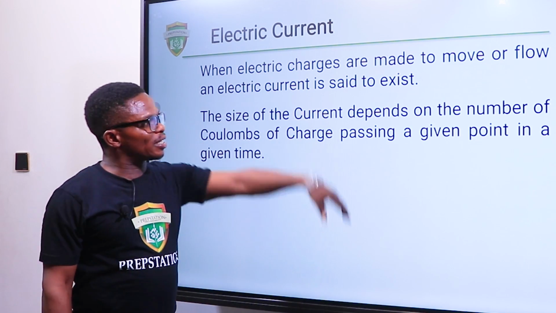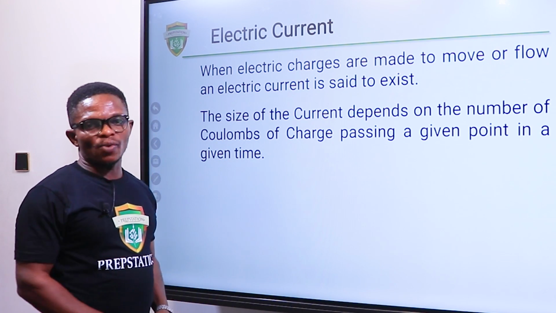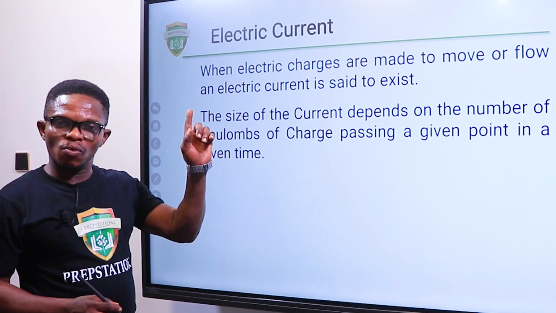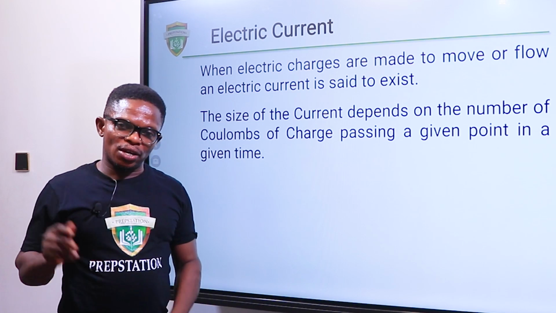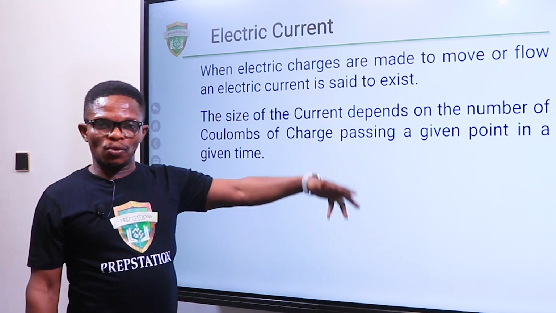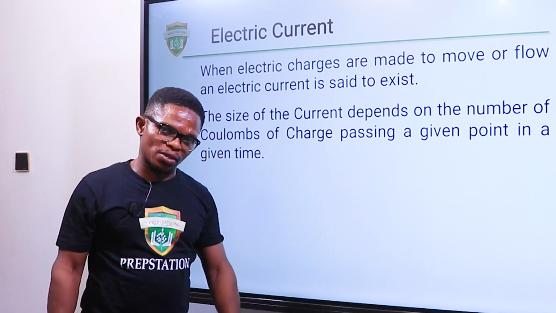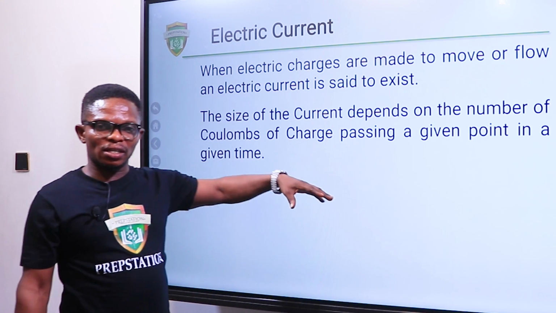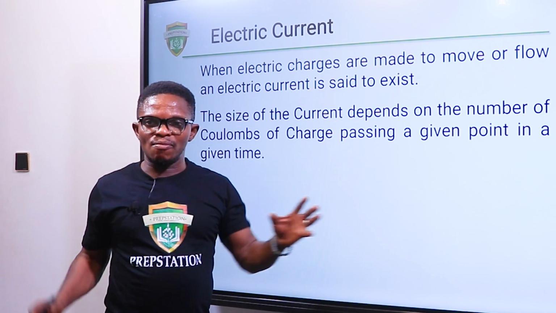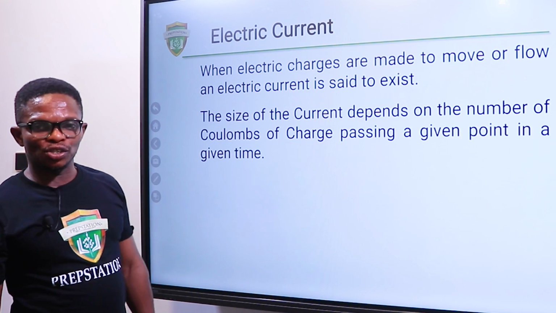Now, when electric charges are made to move or flow, an electric current is said to exist. Remember, I told you there are two types of electricity. One is called static, and the other one is called current. Now, in static electricity, the electrons don't flow. They don't move around. So they only gather and accumulate on a surface. Okay, but in current electricity, the electrons actually flow. So as the electrons flow, as they move from one point to another, it generates what is called electric current.